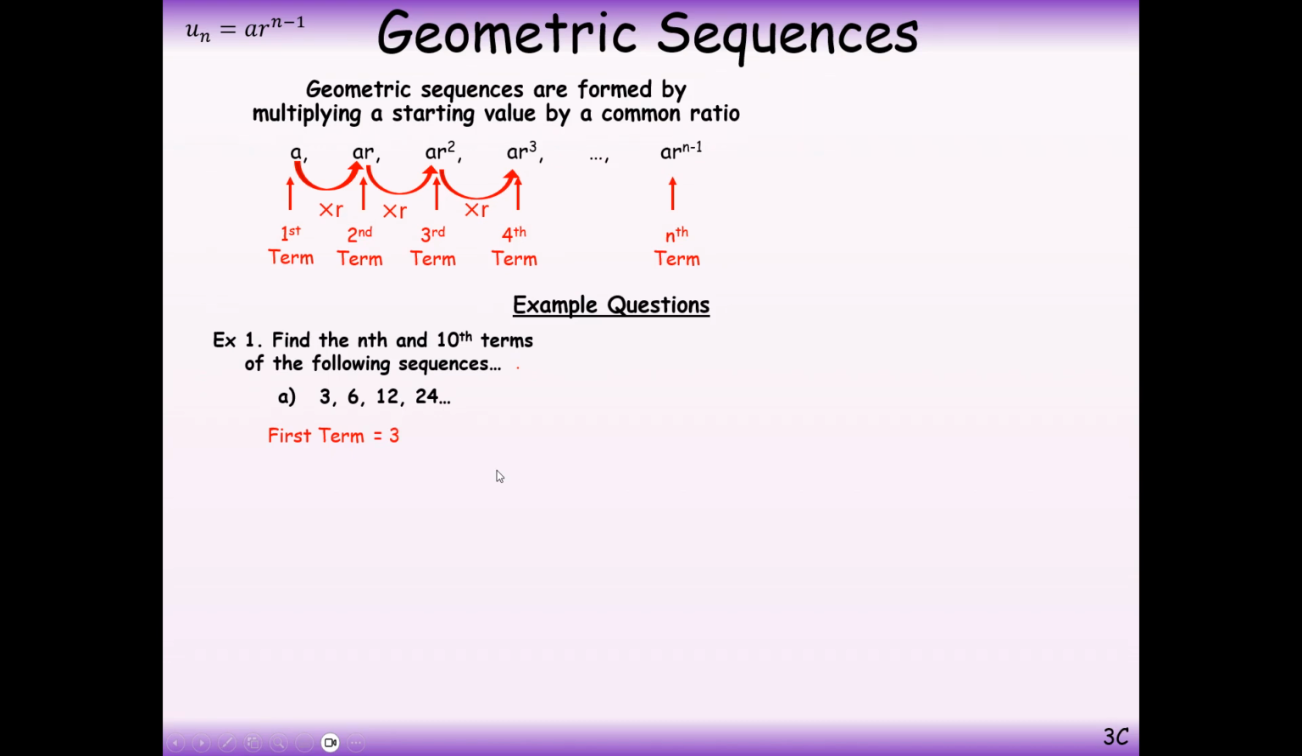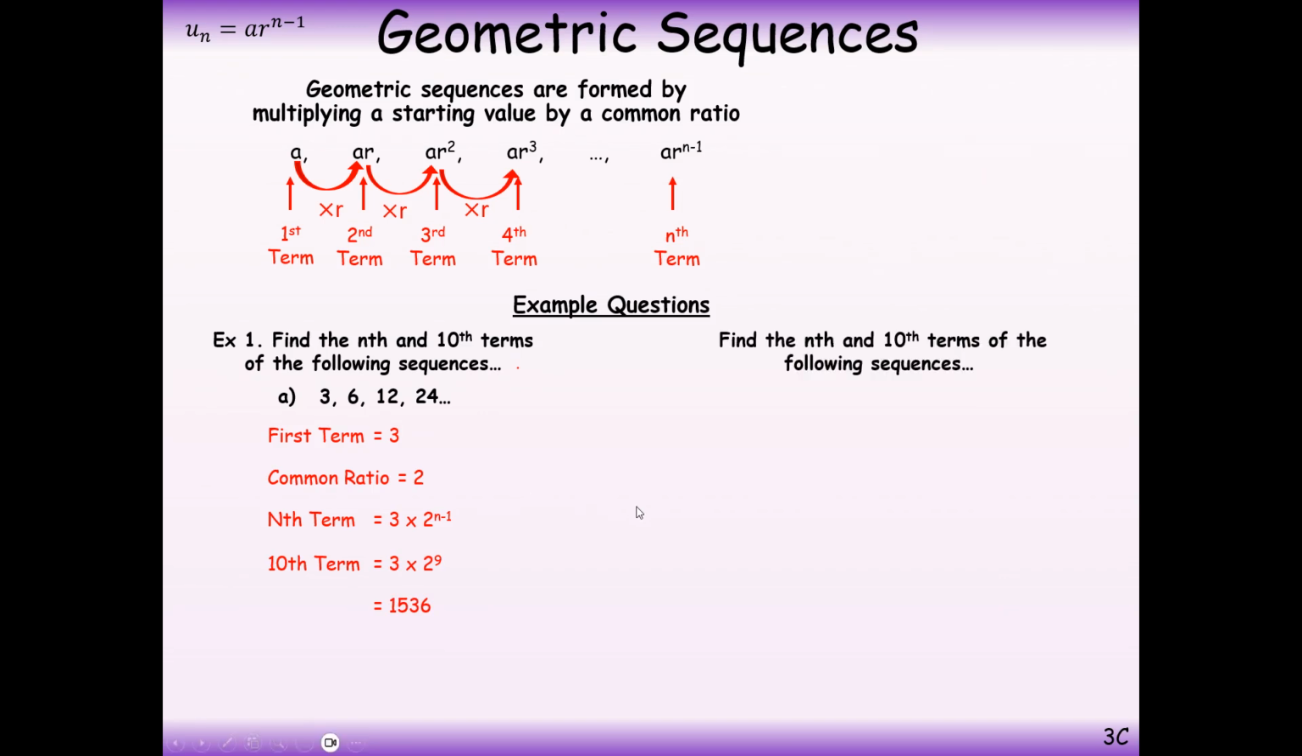So we have a common ratio of 2 and the first term 3. We were going to calculate the 10th term. So AR to the power of 10 minus 1. AR to the power of 9 is 3 times 2 to the power of 9, which is 1536.